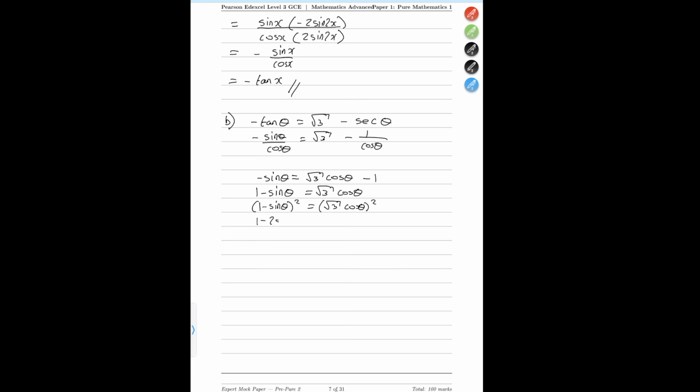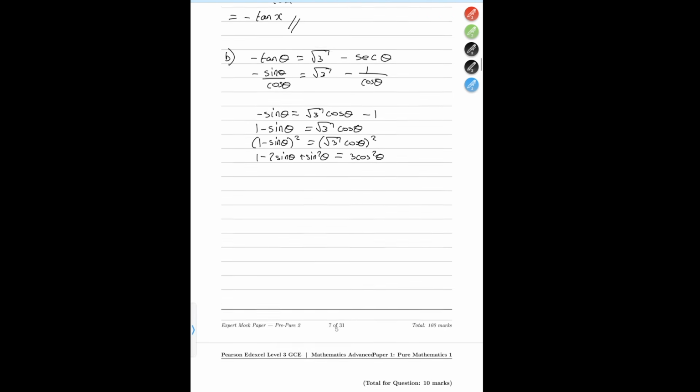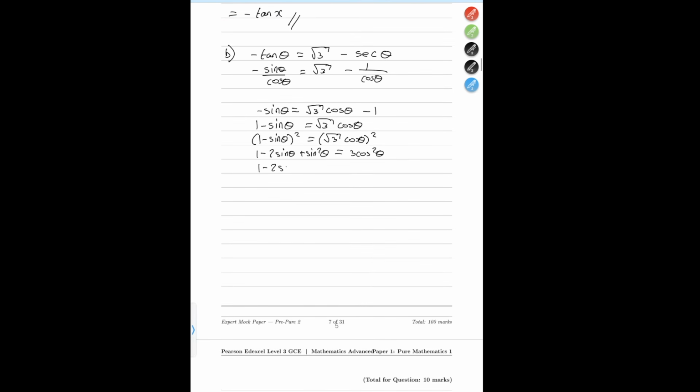So you get 1 minus 2 sine theta plus sine squared theta equals 3 cosine squared theta. And now hopefully you can see why we've done this, because now we can rewrite cosine squared theta as 1 minus sine squared theta. So 1 minus 2 sine theta plus sine squared theta equals 3 minus 3 sine squared theta. I've just skipped a step there showing the bracket, showing the substitution. Hopefully that makes sense though.